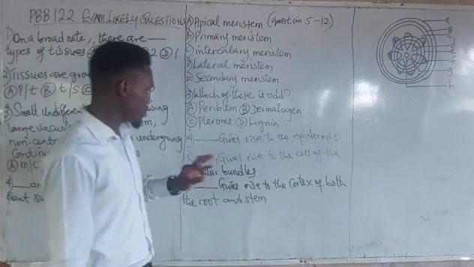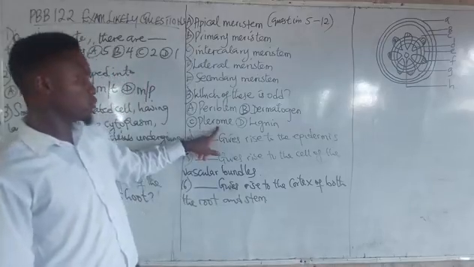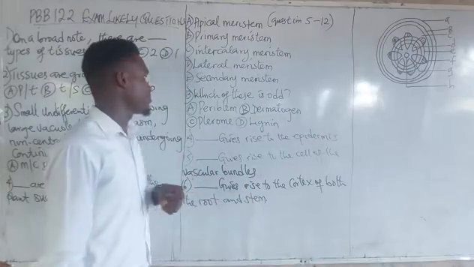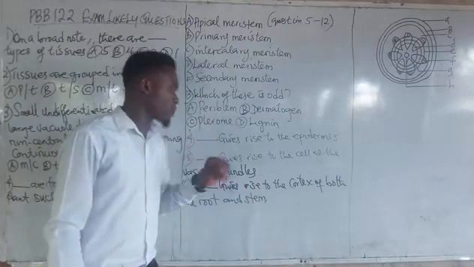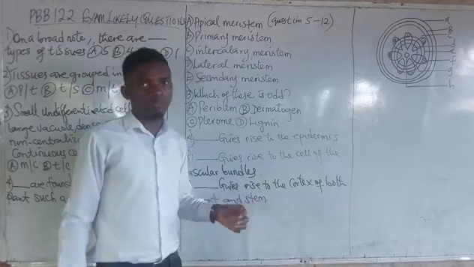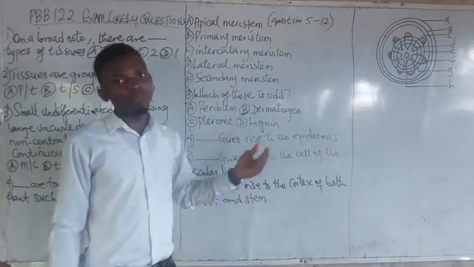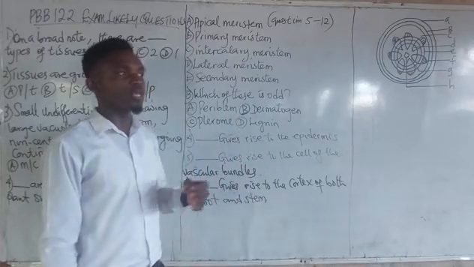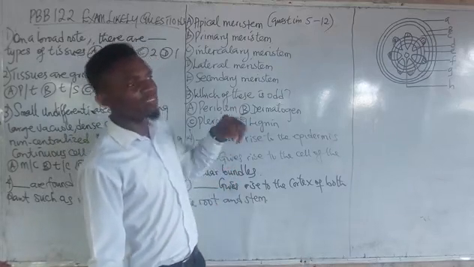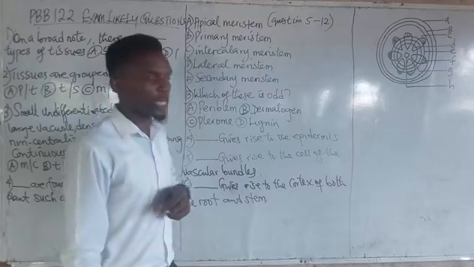Dash gives rise to the cells of the vascular bundles. The pleroma gives rise to the cells of the vascular bundles, such as the xylem and what? Phloem. While the periblem gives rise to the cortex of both the root and the stem. You would agree with me that the cortex is found between the epidermis and the pericycle. And you know the pericycle produces what is called adventitious roots in plants.